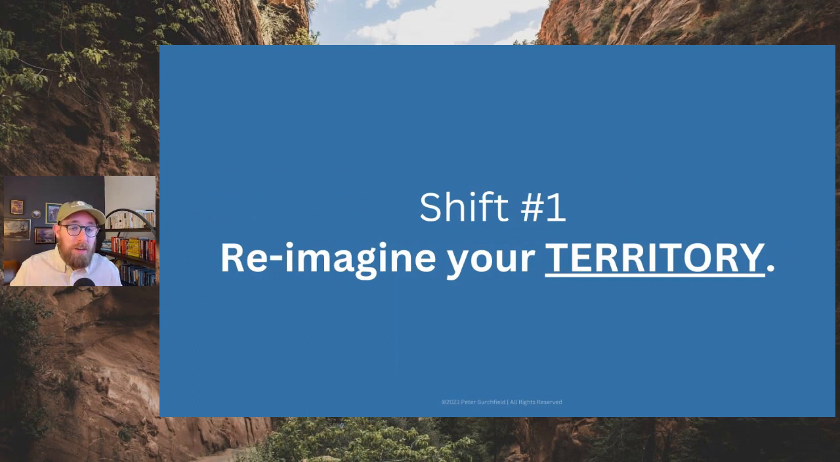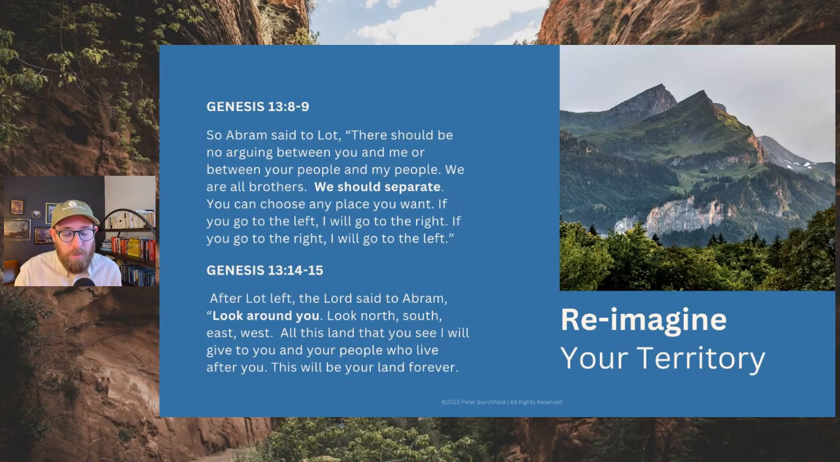So the first shift that we're having to make is to reimagine our territory. And you're like, what does that mean? Well, as a Christ follower, I find my lessons for life from the Bible. There's this story that's really been resonating with me in Genesis 13. Basically, there was friction and strife, and they weren't getting along. And Abraham had to make a choice.